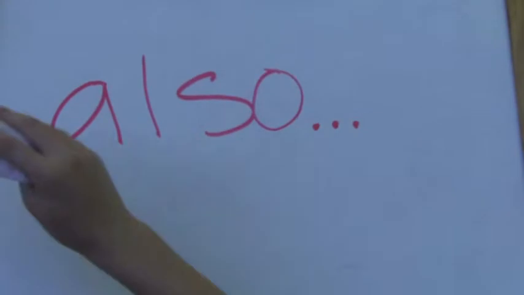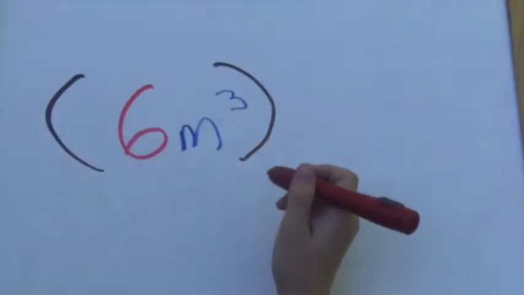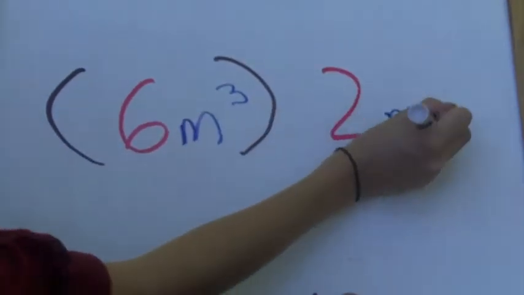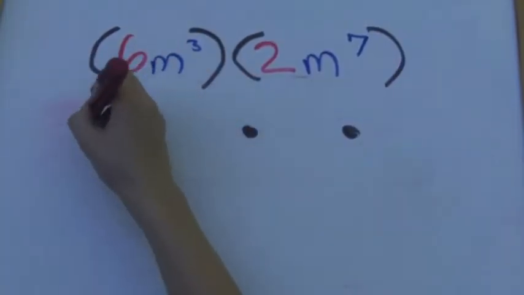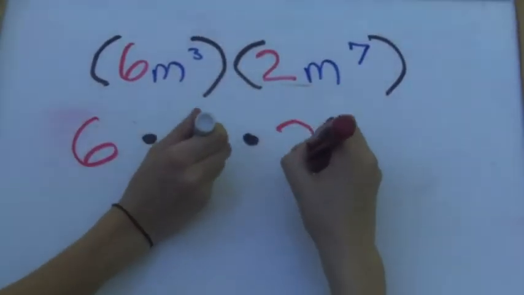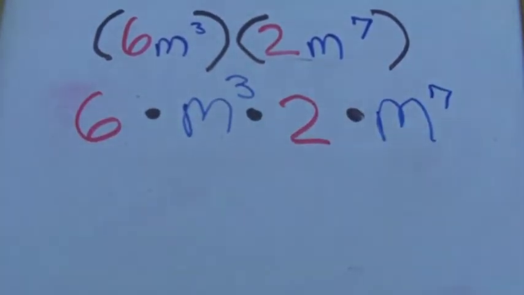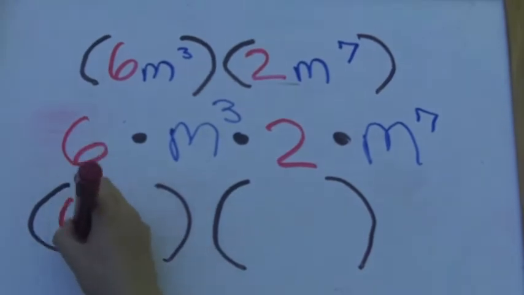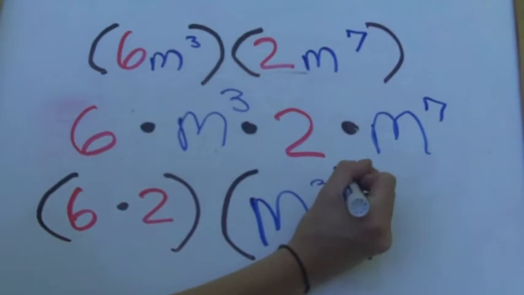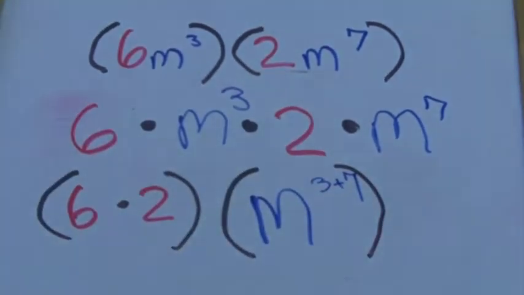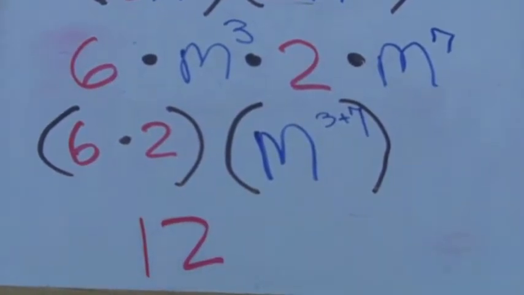Also, we can multiply monomials with coefficients by breaking up the monomial. So the coefficients are multiplied together and the variables are multiplied together. In this example, we have 6 times m to the third times 2 times m to the 7th. Thanks to the commutative property, we can regroup these to be 6 times 2 and m to the third times m to the 7th. Our final answer is 12 m to the 10th.